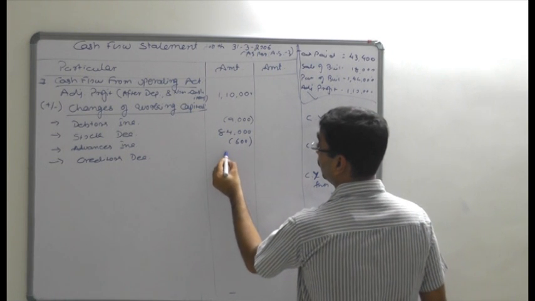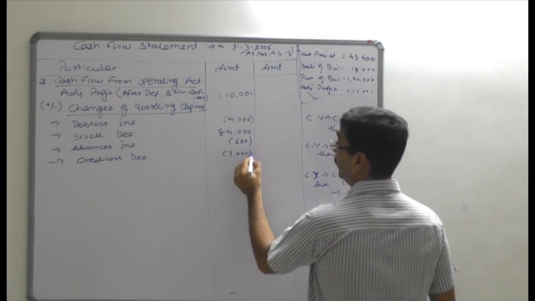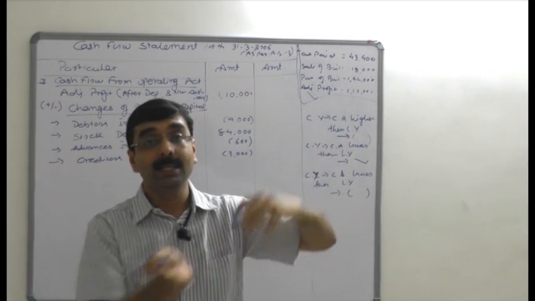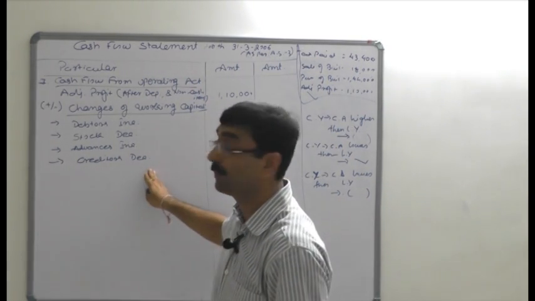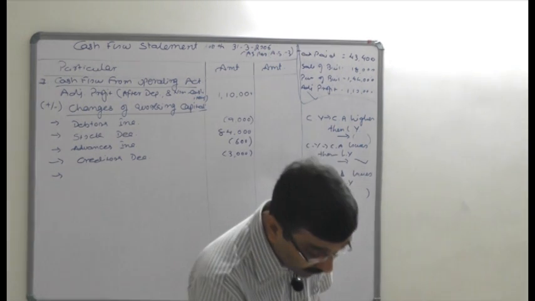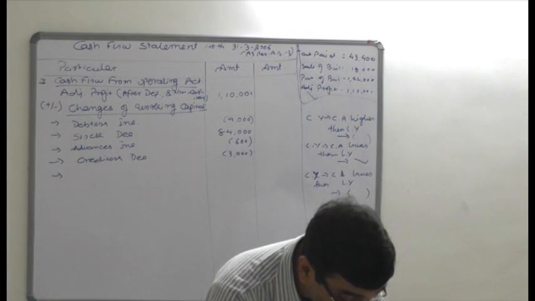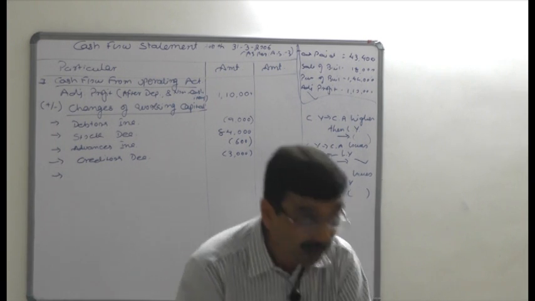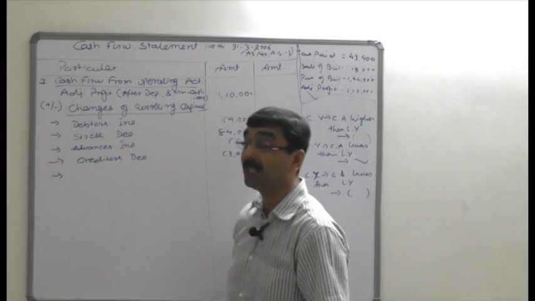Negative, that is 3,000 rupees. So in case of the current liabilities decrease, then the last year it shows your cash flow also decreases. The next current liability that is increasing is the outstanding expenses. See the outstanding expenses, last year it was 12,000, current year is 24,000.